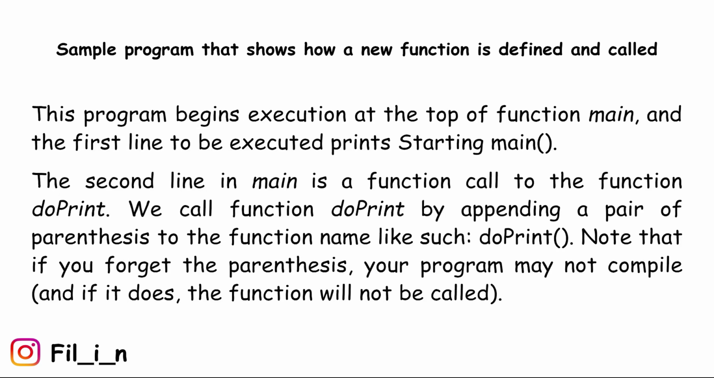Return 0. This program begins execution at the top of function main, and the first line to be executed prints "Starting main". The second line in main is a function call to the function doPrint. We call function doPrint by appending a pair of parentheses to the function name like so, doPrint().